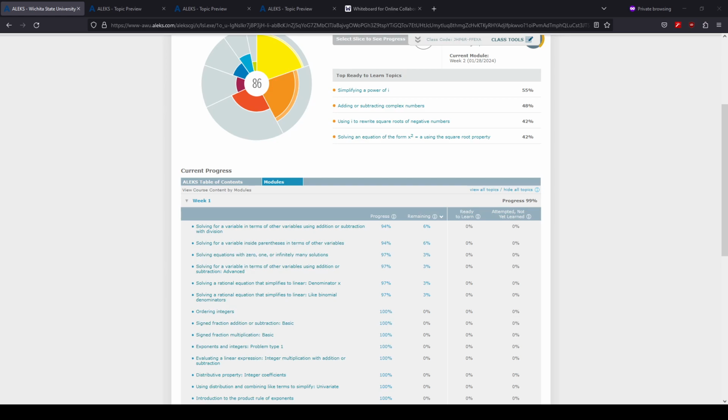Now, with that out of the way, we have three different topics that we are taking a look at today. We're looking at solving for a variable in terms of other variables using addition or subtraction with division. We also have solving for a variable inside parentheses in terms of other variables. And then finally, we are looking at solving equations with 0, 1, or infinitely many solutions.